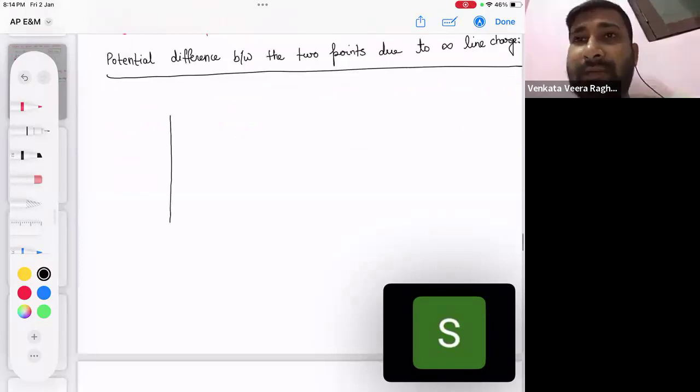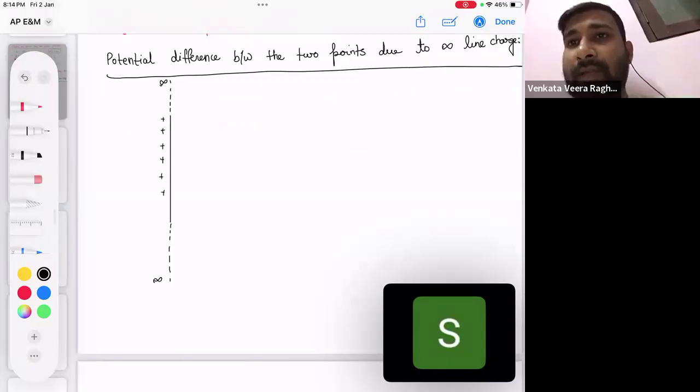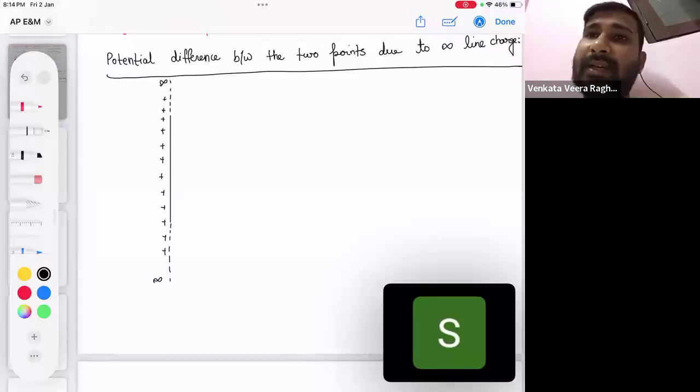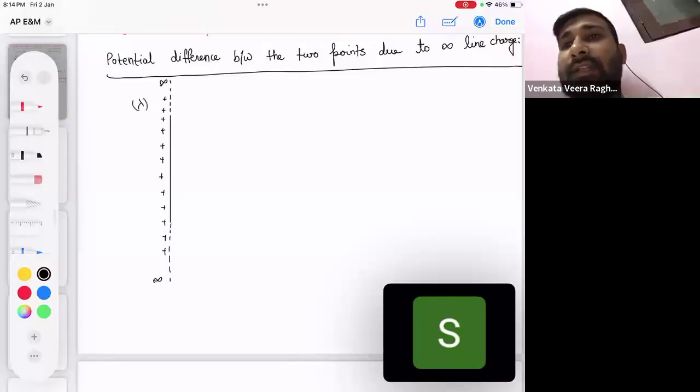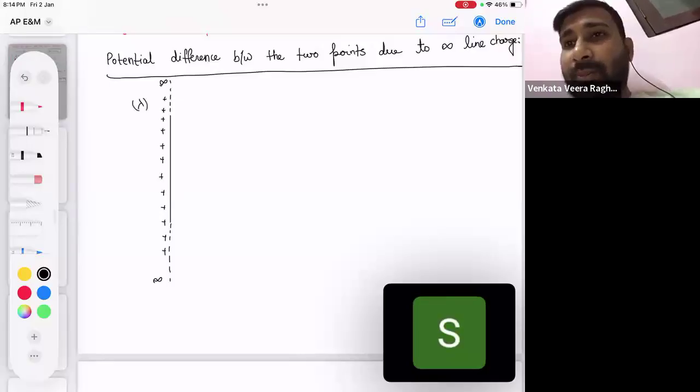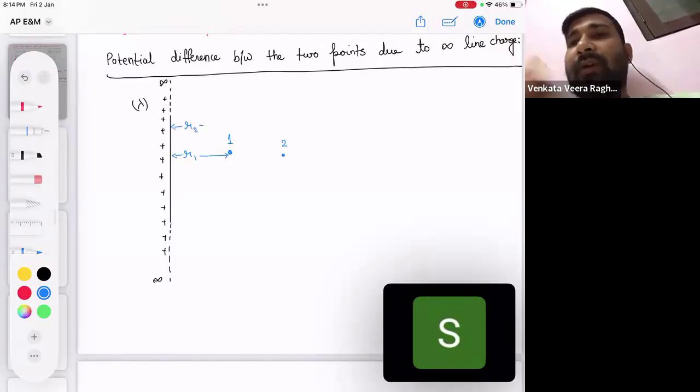So let's say there is an infinite rod given to us. This is extended to infinity, this is also extended to infinity, and this is also extended to infinity. Okay, and this has a charge distribution like this. Linear charge density lambda is given to us. Lambda is the linear charge density. Now there are two points given in this question. This is point 1, which is r1 distance from the rod, and there is another point, let's call it point 2, which is r2 distance from the wire.